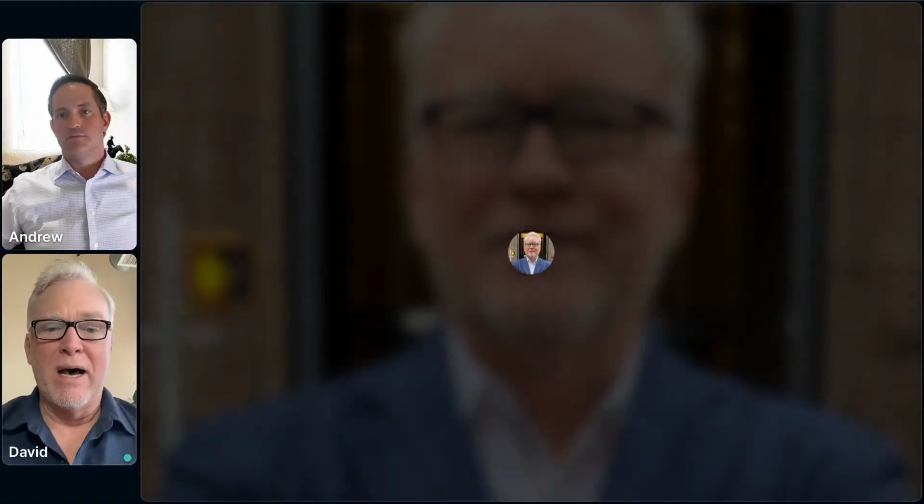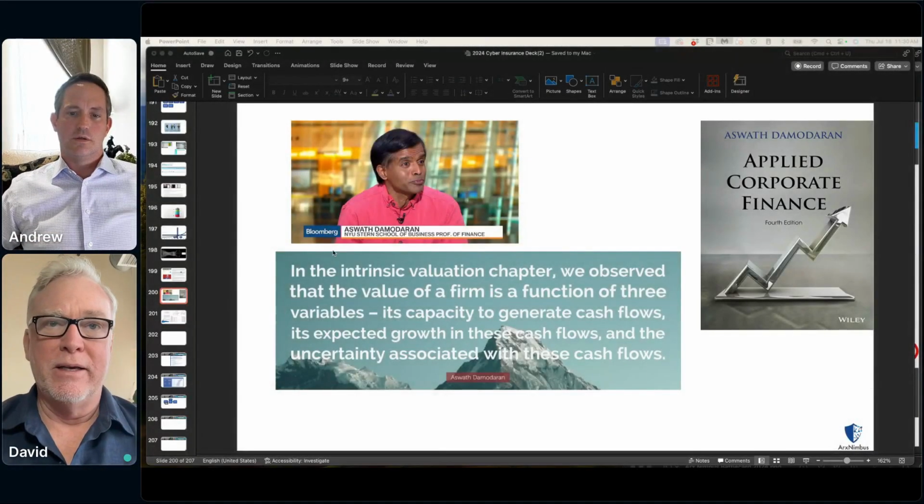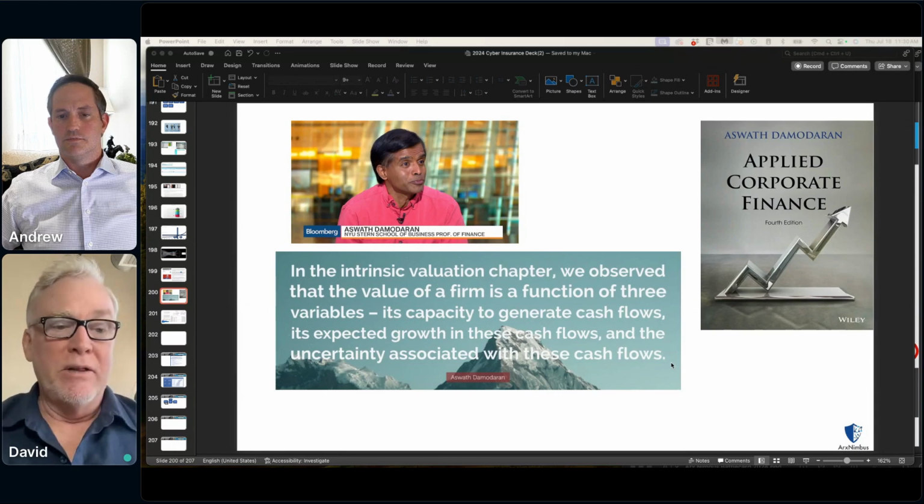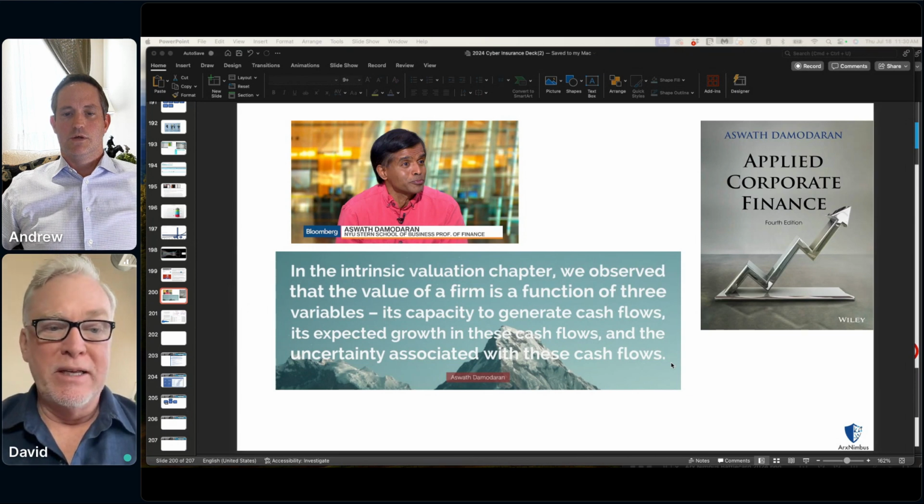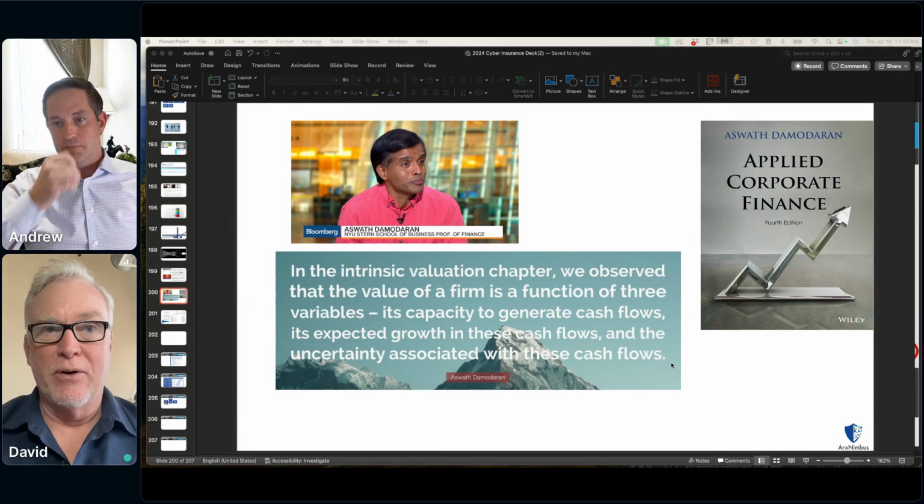So what Damodaran has weighed in on here is that there are really only three things that contribute to corporate value. One is the ability to generate cash flows. Second is the expected growth in those cash flows. And the third thing he highlights is the uncertainty associated with these cash flows. Well, number one and number three are directly related to cybersecurity and can be eroded by cybersecurity.